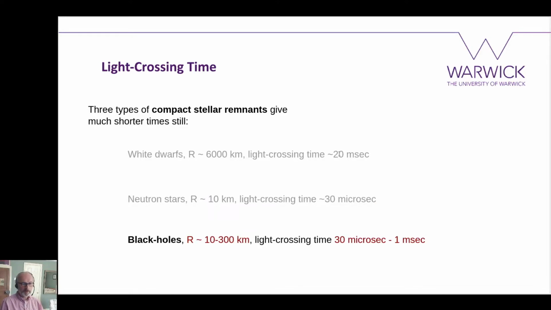And then we have black holes, which can be comparable to neutron stars at their smallest, but they can also be larger. These are stellar scale black holes I'm talking about. The light crossing time there is anything from the same as a neutron star, 30 microseconds, to a millisecond. Very, very fast potential variations from these sort of systems.